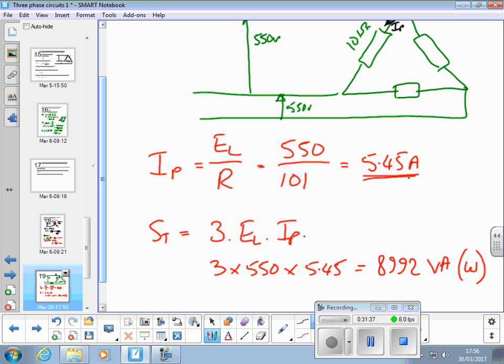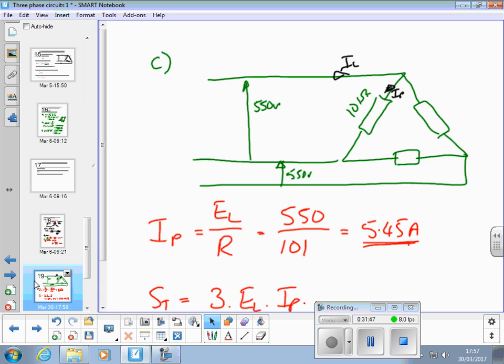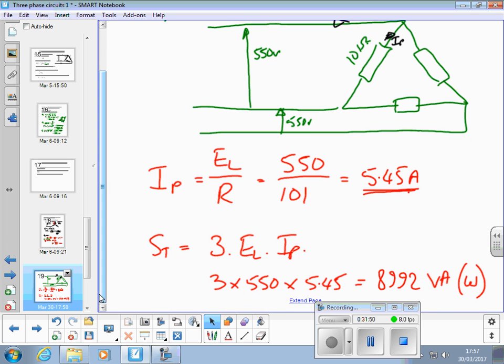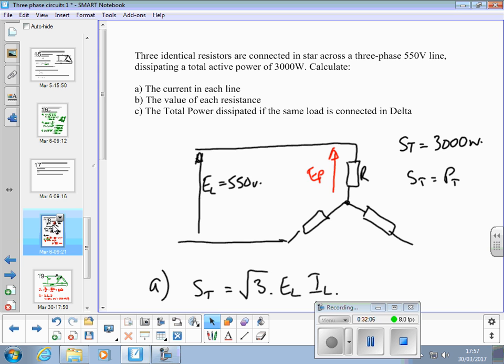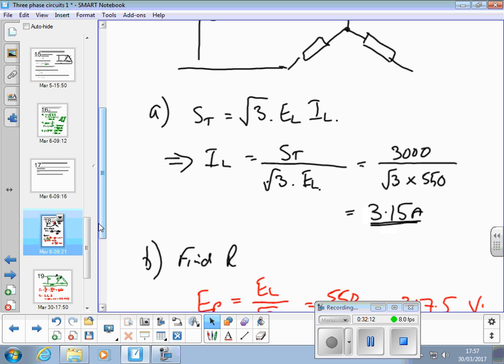So that proves what I said about the power, total power. In star it's 3,000 watts, in delta 8,000 some odd, nearly 9,000 watts. Power isn't the same, even though the formula's the same, and that's because the currents are different. We got 5.45 amps in delta. Same load was 3.15 amps star.